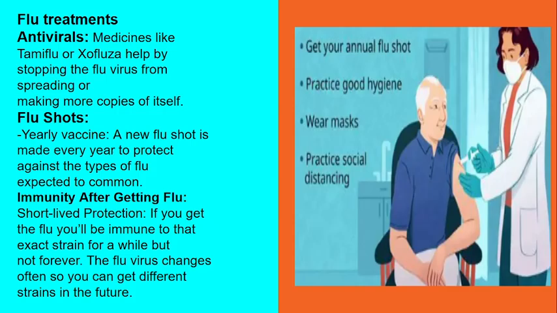Immunity is a short-lived protection. If you get the flu, you'll be immune to that exact strain for a while, but not forever. The flu virus changes often, so you can get different strains in the future.